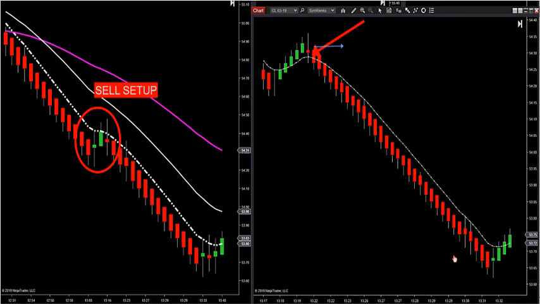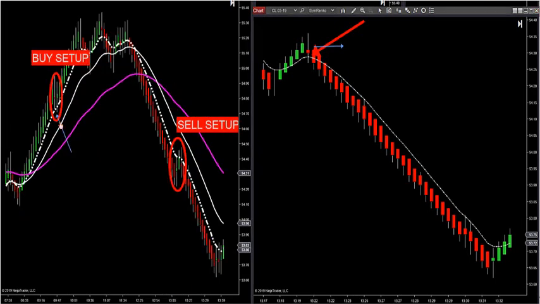I'm actually going to go over this in a conference call coming up. It works on all markets. It's a really cool technique that you can use so you don't miss the big trades on a retracement. All right, so the conference call is February 14th at 5 p.m.